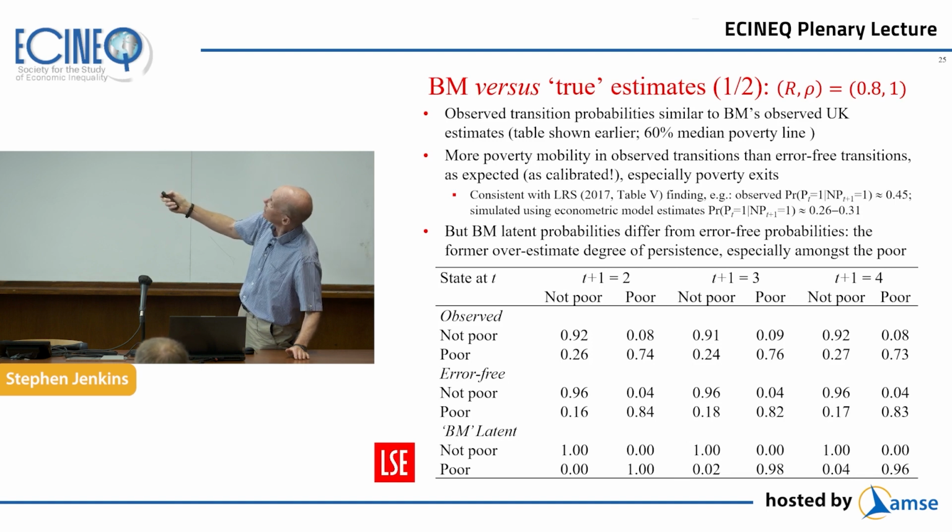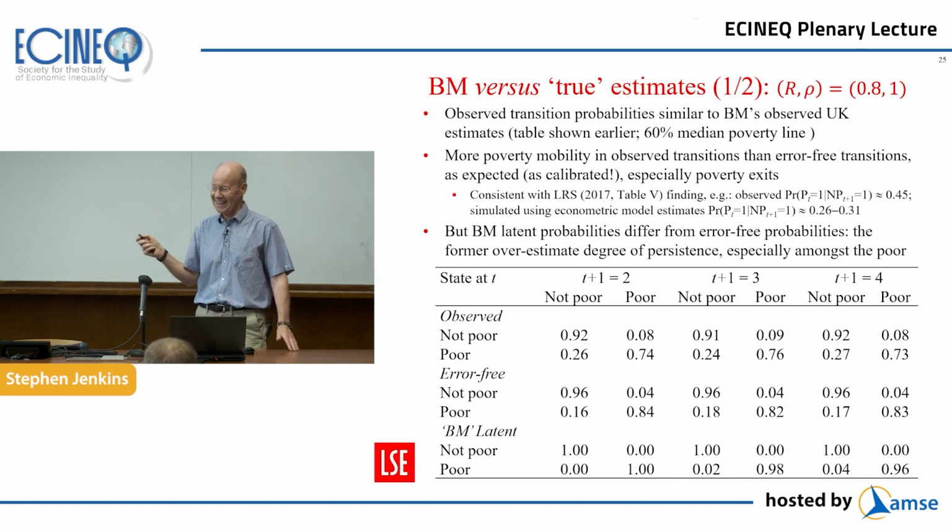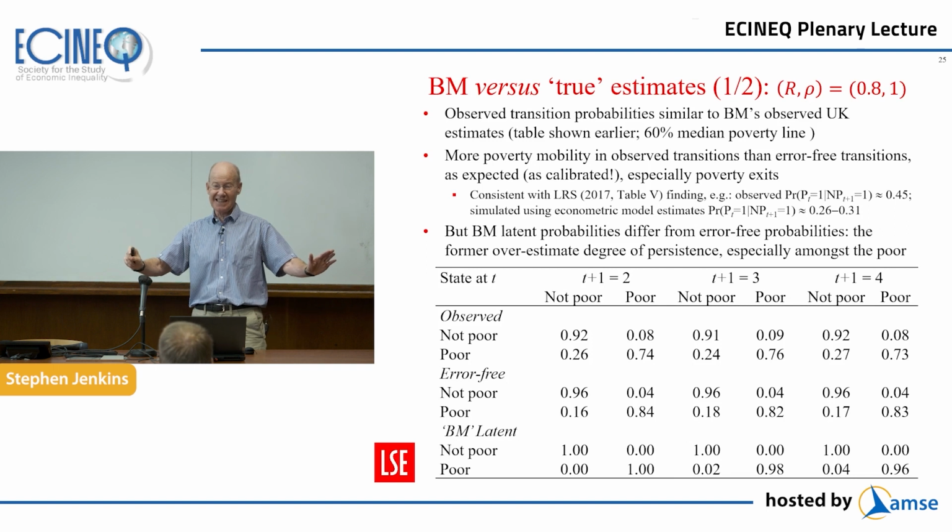You can compare these things, and again, all the action is not in transitions out of non-poverty. It's essentially transitions out of poverty. But what you see here is that the qualitative result is similar to before. The observed exit probability is just over a quarter. The true one is 0.16, but down here, where you fit their model to this, it's really wacky. It gets it wrong. So that's the bottom line.